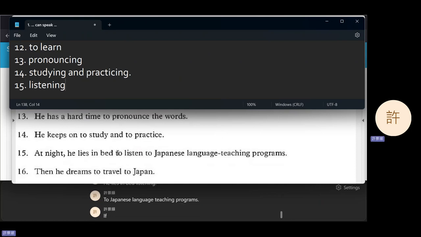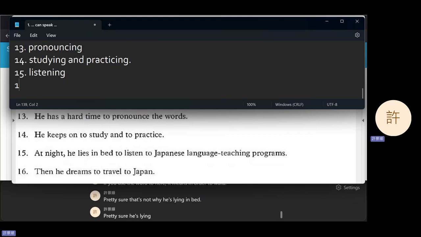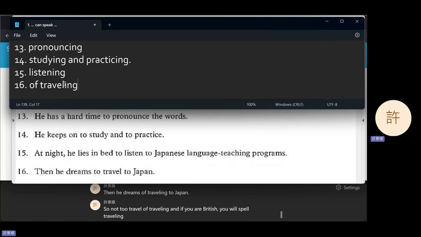If you use the word to here, it means in order to, 为了. Pretty sure that's not why he's lying in bed. Pretty sure he's lying in bed to sleep. 16, then he dreams of traveling to Japan. So not to travel, of traveling. And if you are British, you will spell traveling with two L's. Questions?